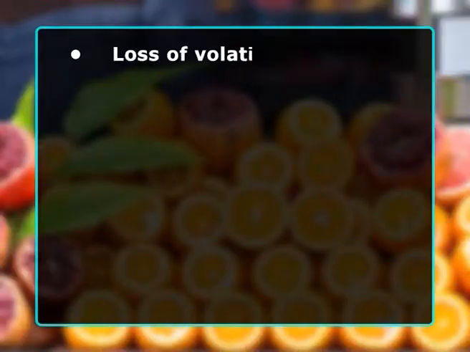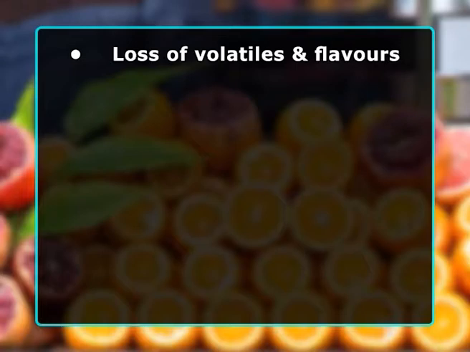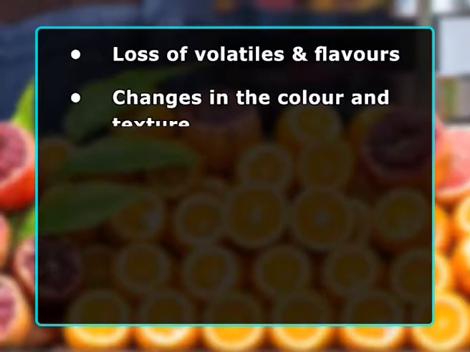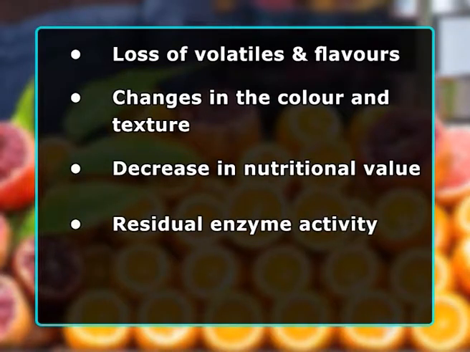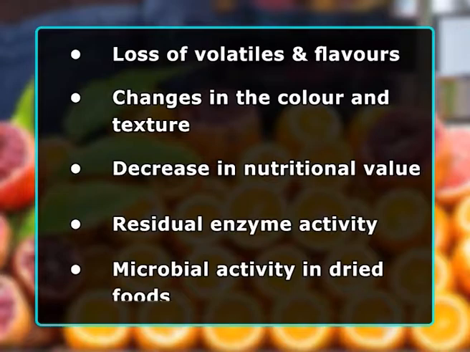Dehydration leads to several changes in the food products that affect their quality. These include loss of volatiles and flavors, changes in the color and texture, decrease in nutritional value, residual enzyme activity, and microbial activity in the dried foods. These not only affect the quality but also the shelf life of the final product.